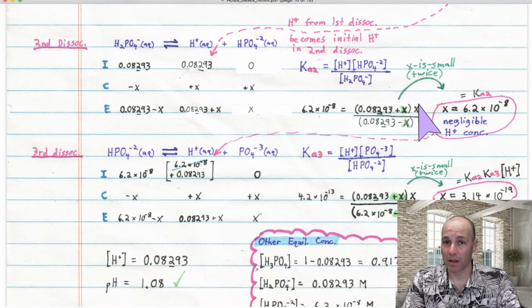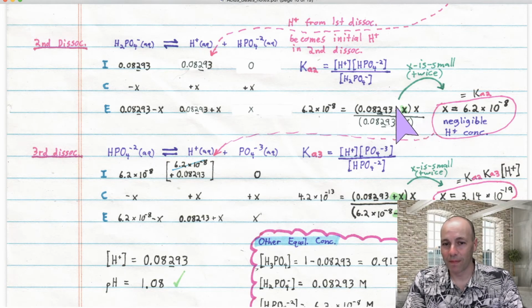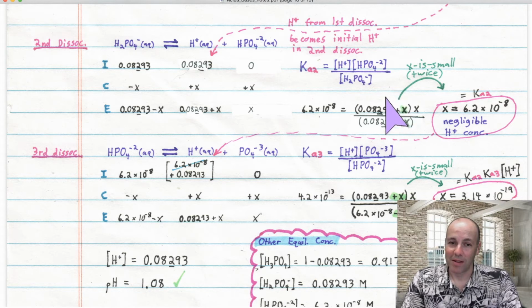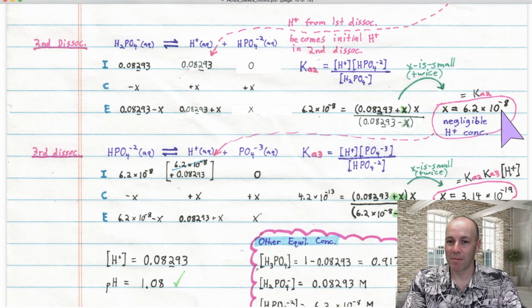Try solving that one for X exactly. Well, you can use the X's small approximation twice here. You're trying to add X to a large number and subtract X from a large number. And since the equilibrium constant is tiny, the X is the amount that reacts, that's going to be tiny compared to what you started with. So you can ignore it in both places, and look what happens. These numbers cancel. And so the X that you're solving for is simply equal to the equilibrium constant for the second dissociation. X is 6.2 times 10 to the minus 8.